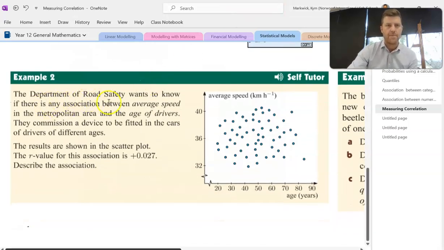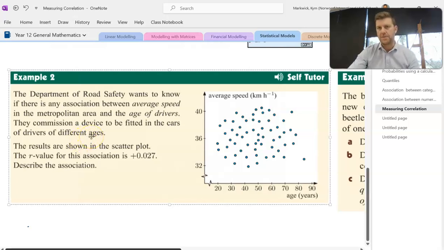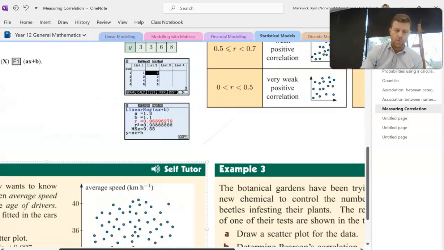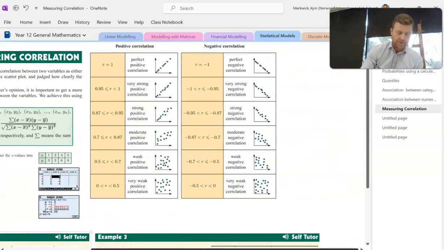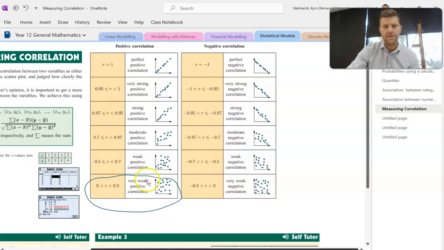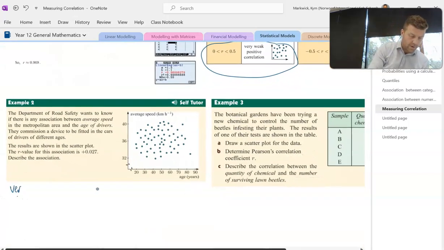So this one here, example 2: the Department of Road Safety wants to know if there is an association or correlation between average speeds in the metropolitan area and the age of drivers. So they commission a device to be fitted in cars of drivers of different ages, obviously to work out the average speed. The results are shown here on the scatter plot, and the R value for this association is positive 0.027. So it's really close to 0. It says to describe the association. 0.027 falls, if you look at this table, in this range here, which suggests that there is a very weak positive correlation. Very, very weak, because it's very close to 0. So the answer to that would be a very weak positive correlation.